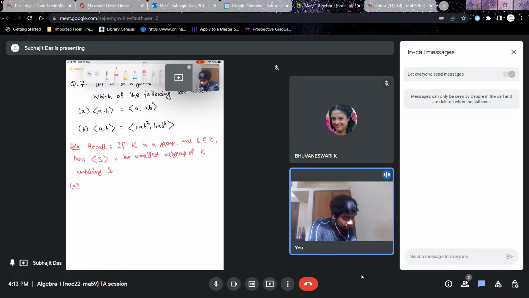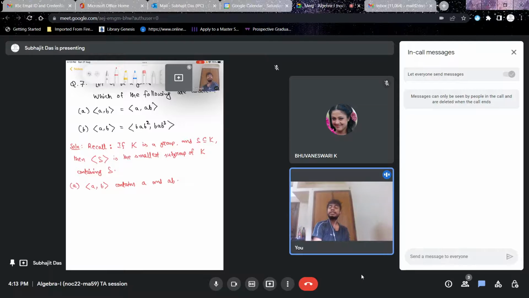So certainly we know that the subgroup generated by A and B contains A and AB, right? Because A and B are there, so their product will also be there. So it contains both A and AB.